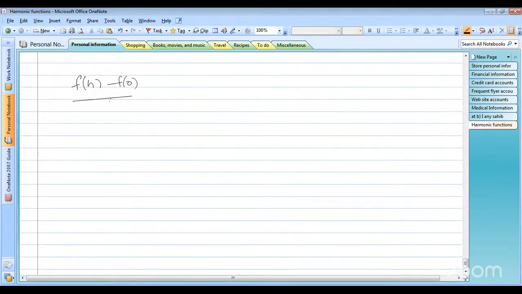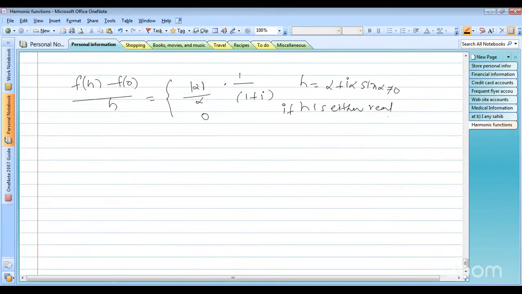So therefore, f of x minus f of 0 by h is modulus alpha by alpha into 1 by 1 plus i, if x is equal to alpha plus i alpha sin alpha, alpha not equal to 0, and 0 if x is either real or imaginary. But h is either real or imaginary, and we are taking h not equal to 0. Why? Because if h is equal to 0, there is nothing to solve. When h is not equal to 0, only then we have to solve the problem.